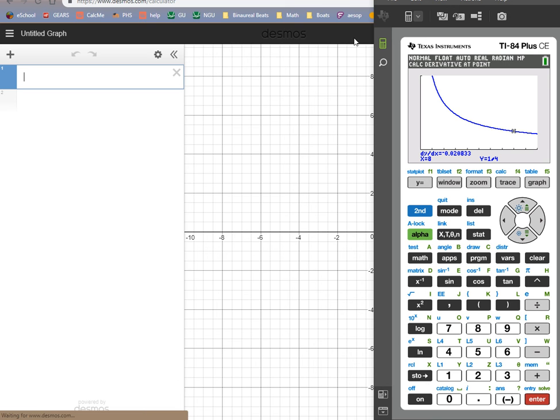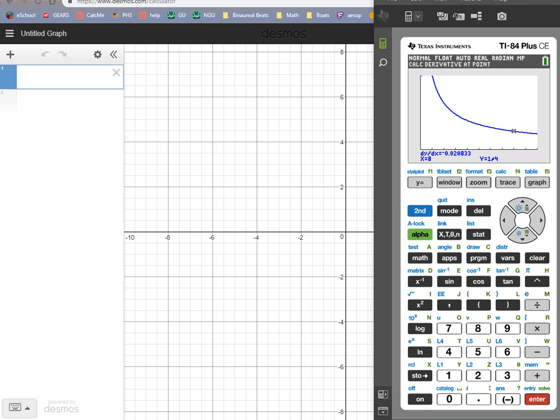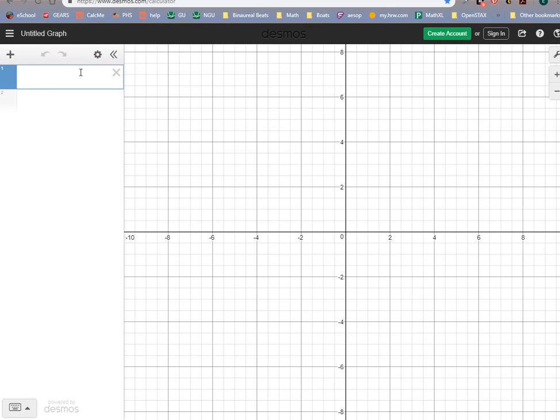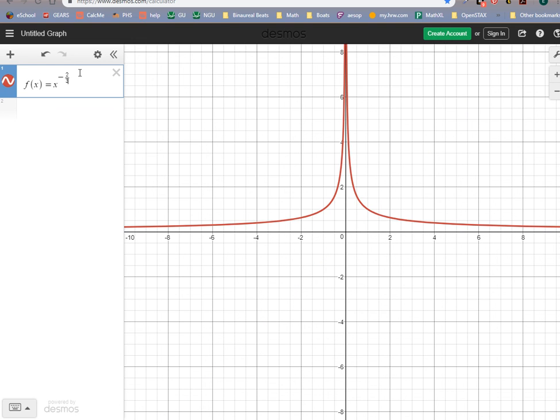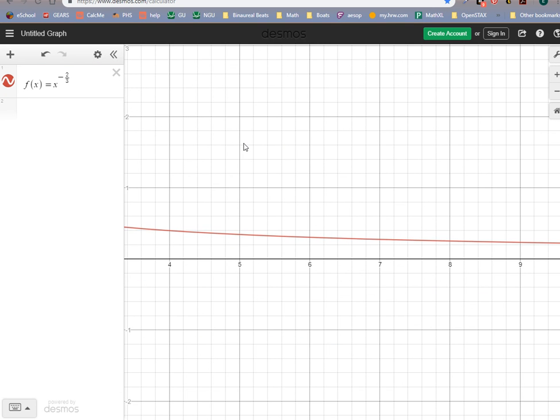You can't use Desmos on the AP test, but there's more to life than the AP test. So if we graph the function f of x equals 1 over x to the 2/3, so let's do x to the negative 2/3. There it is. Okay, we'll just focus in over here, in this part.